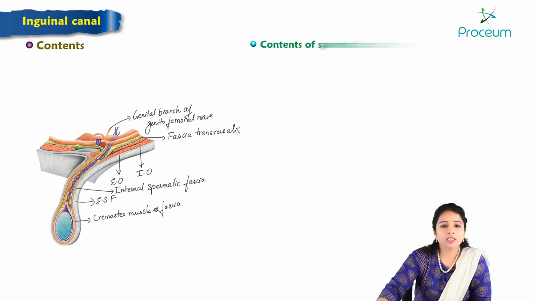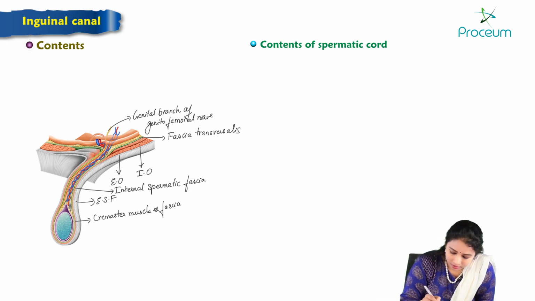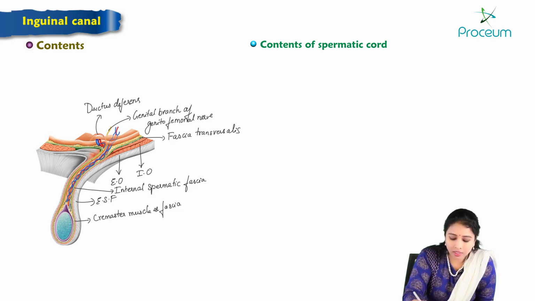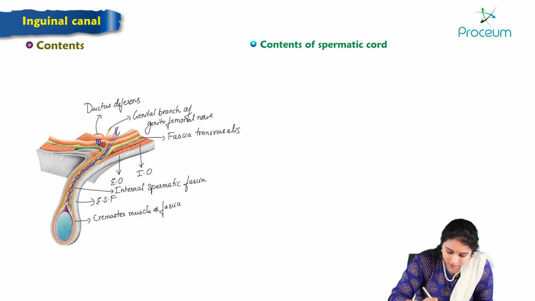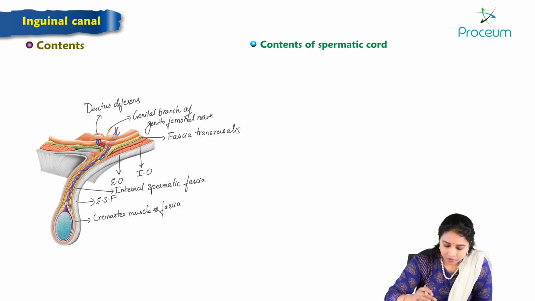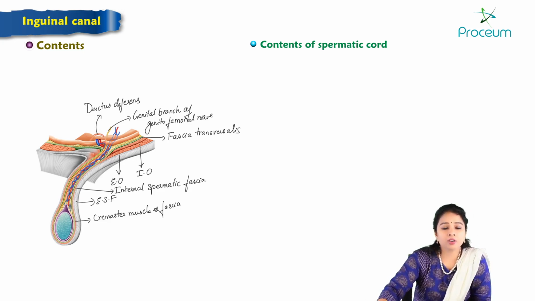So let's see the contents of the spermatic cord. The main content is the ductus deferens. So we can see the ductus deferens, or the vas deferens, which is the continuation of the epididymis, and the epididymis is the continuation from the testis. So we can see the ductus deferens passing through the spermatic cord.